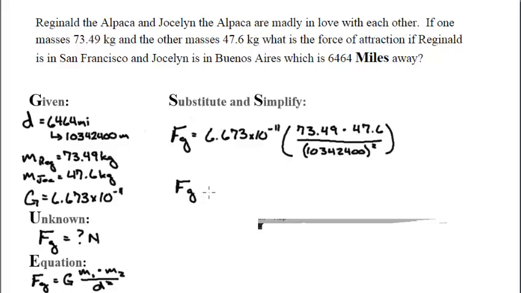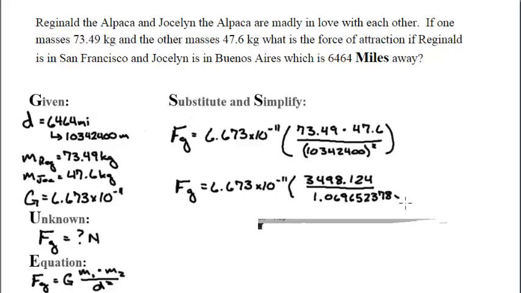Force due to gravity equals 6.673 times 10 to the negative 11 times quantity 3498.124 over the bottom, and that is 1.069652378 times 10 to the 14.